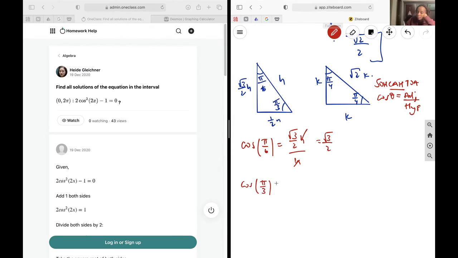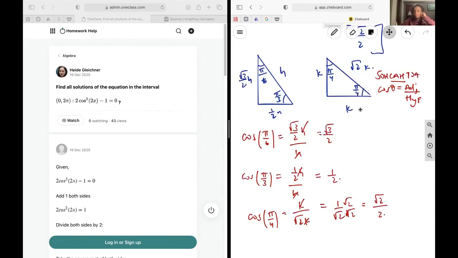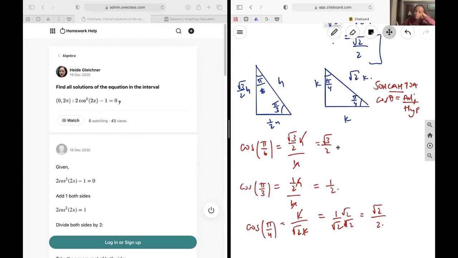Cos pi over 3 is going to be my adjacent. So this is my opposite because it's directly opposite, and adjacent is the other one, so right next to it. 1 over 2h over h, which is 1 over 2. So it's not pi over 6 or pi over 3. Let's check out pi over 4. And that is going to be adjacent, so k over root 2k. And this will give me 1 over root 2, which again, we're just going to radicalize really quickly to give me root 2 over 2. And so this would mean that my 2x must be pi over 4.